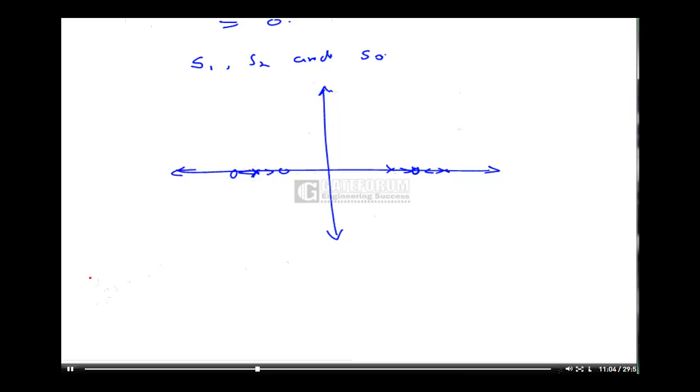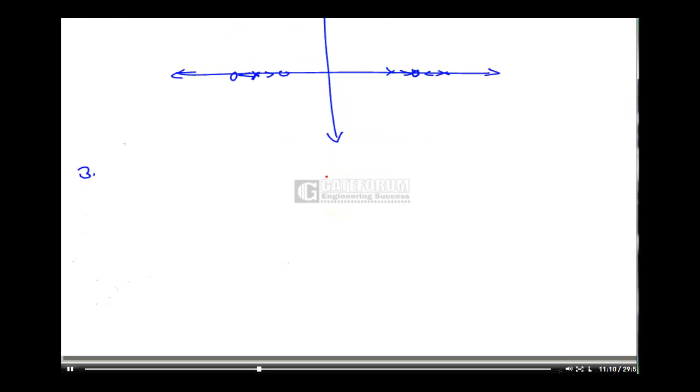Now one more problem, a simple one. In this, the locations of the poles are given on the j omega axis. One pole is here, another pole is here. How do we find the root locus? The number of poles is 2 and the number of zeros is 0, so the number of asymptotes will be 2. Since there are no zeros, both poles will terminate at infinity.